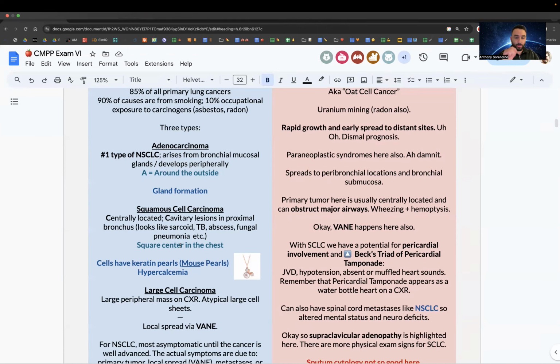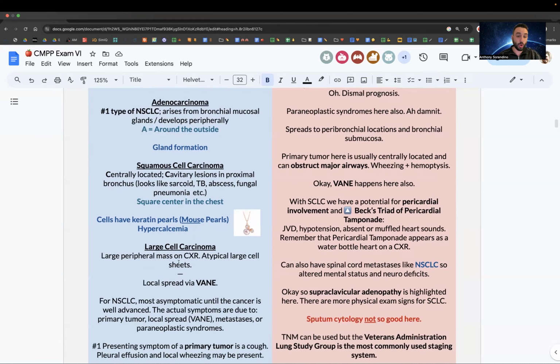The other big thing you're going to look for are keratin pearls and hypercalcemia. I remember the keratin pearls because squamous, like a mouse pearl necklace, like Mickey Mouse or something. I don't know. It works for me.